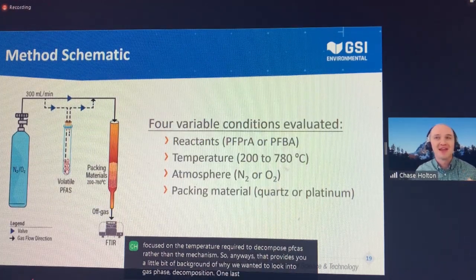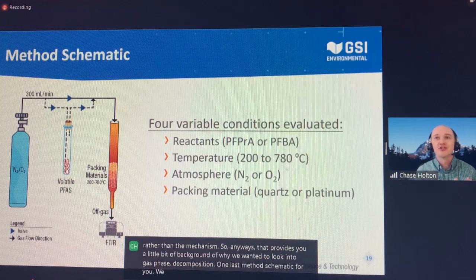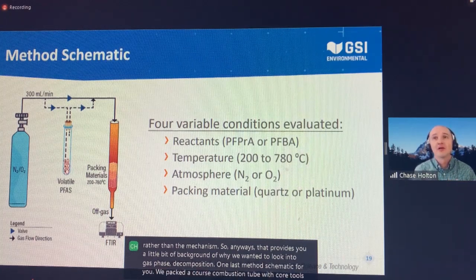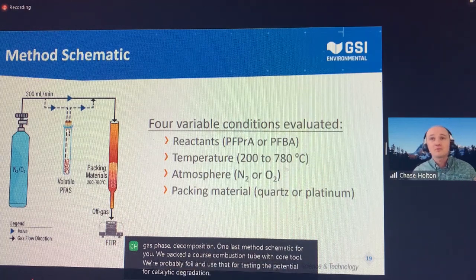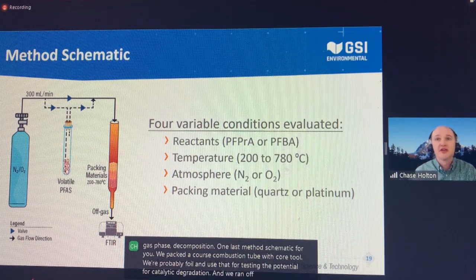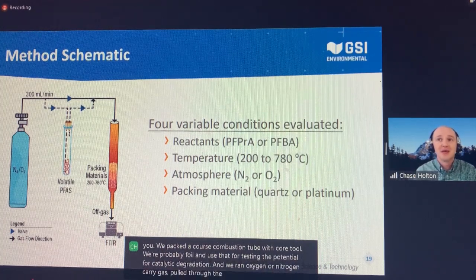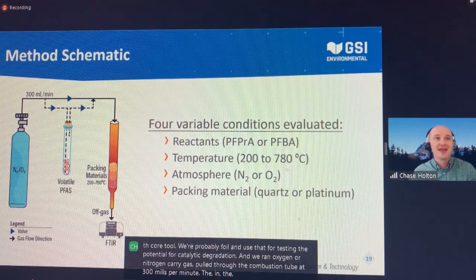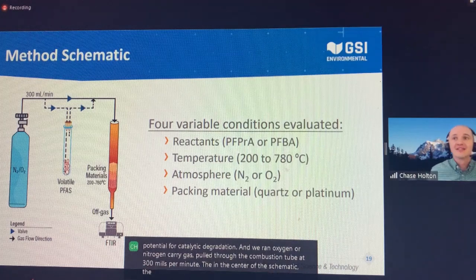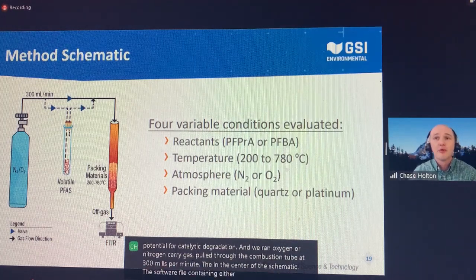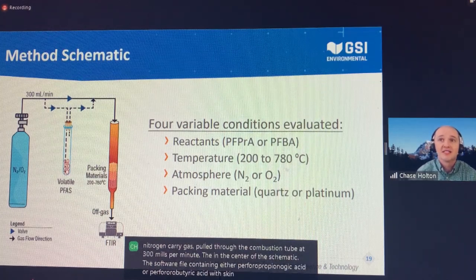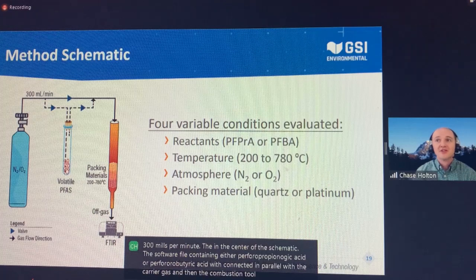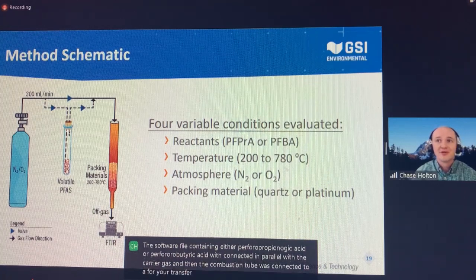One last method schematic for you. We packed a quartz combustion tube with quartz wool or platinum foil and used that for testing the potential for catalytic degradation. We ran oxygen or nitrogen carrier gas pulled through the combustion tube at 300 mL per minute. In the center of the schematic, a stoppered vial containing either perfluoropropionic acid or perfluorobutyric acid was connected in parallel with the carrier gas. And then the combustion tube was connected to a Fourier transform infrared spectroscopy cell.